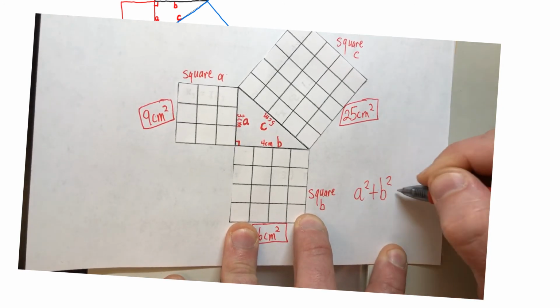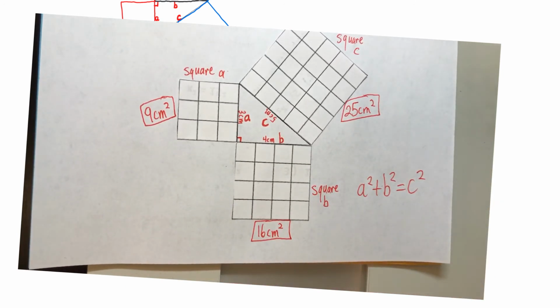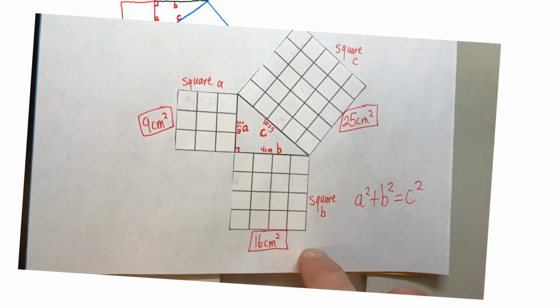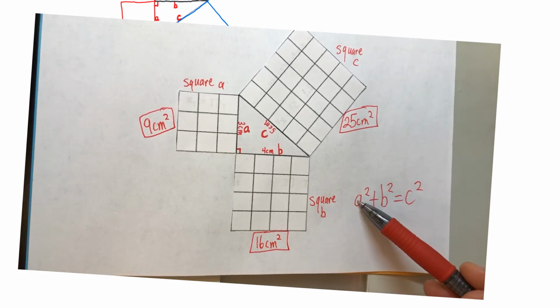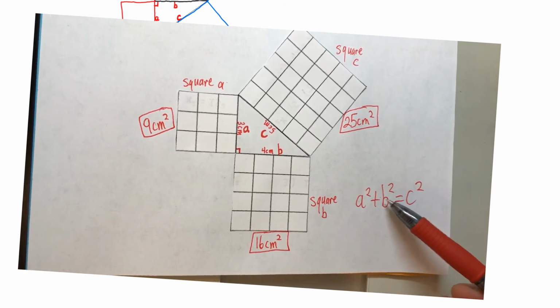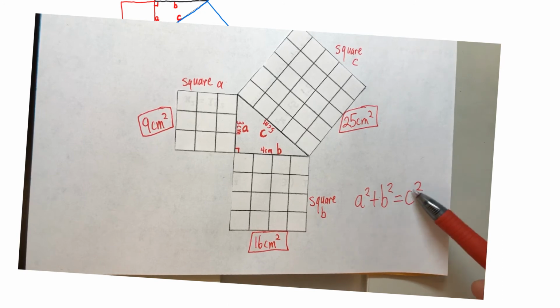A squared plus B squared equals C squared. Okay? That is what the Pythagorean theorem says. Now, actually, we can read that in a different way. Instead of saying A squared plus B squared equals C squared, watch, this is what I'm going to do. It's going to be square A plus square B equals square C. Okay? Square A plus square B equals square C.